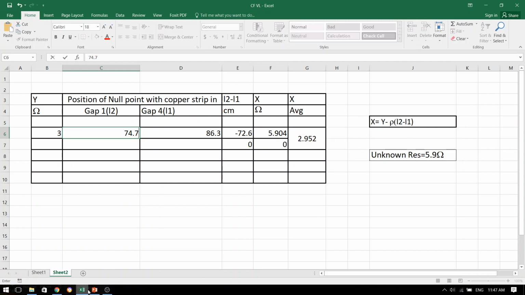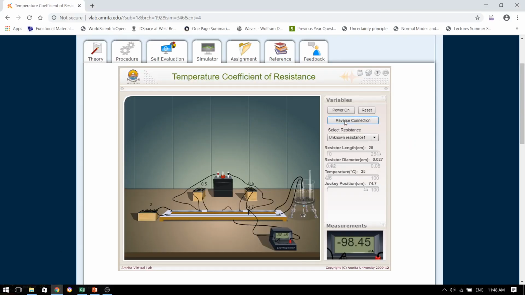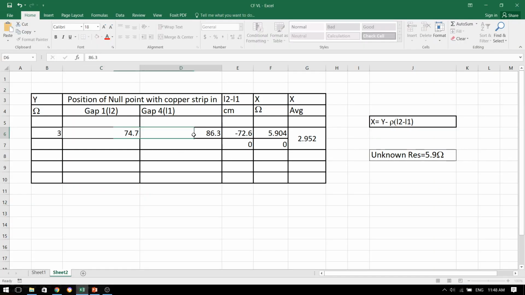Once this is done, we can get back to doing the reverse connection, which means now they have been swapped. Once again, we will move the jockey position and try to come to the null. Here we are very close to 0. That's all. So 25.3. When I take this value and put it over here, I can get my L2 minus L1 and I can get the value of the particular unknown resistance. In this scenario, the unknown resistance is coming out to be 1 point something, isn't it?